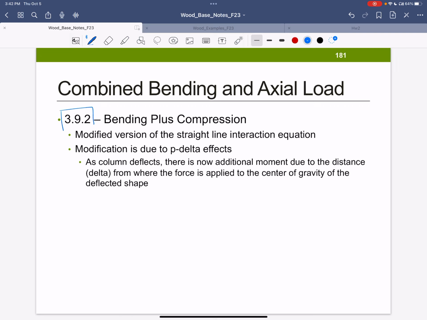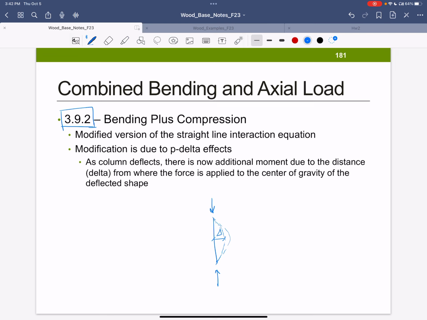All right. But let's talk about combined bending and axial in the case of compression. So if you go into the NDS, take a look at section 3.9.2. And instead of that straight line interaction diagram, I'm going to have a modified version. And this is because when I'm in compression, I've got that buckling piece, right?